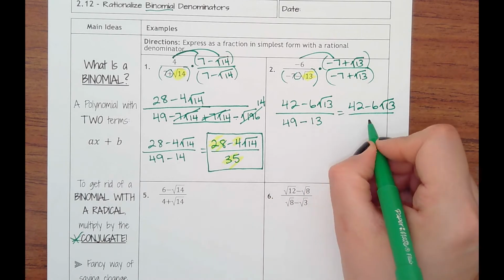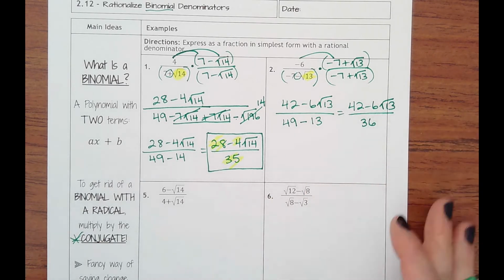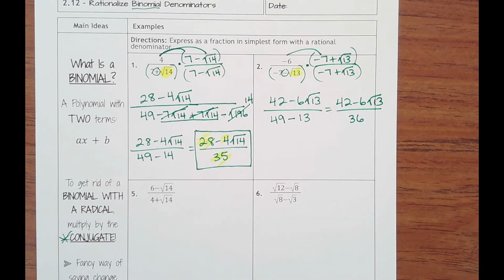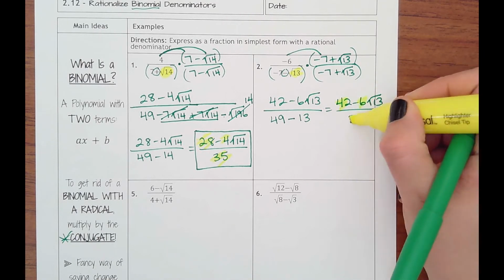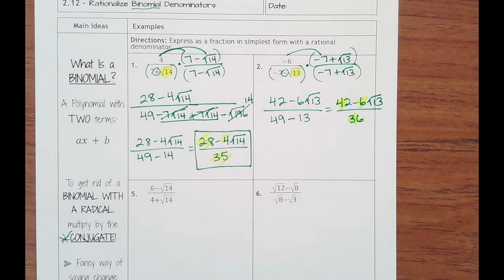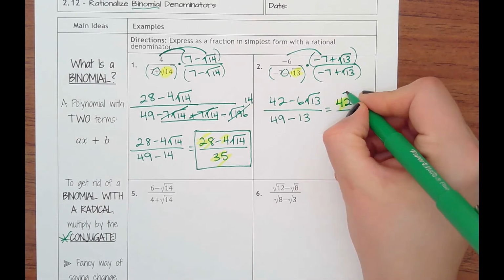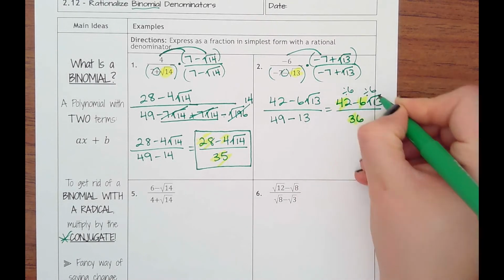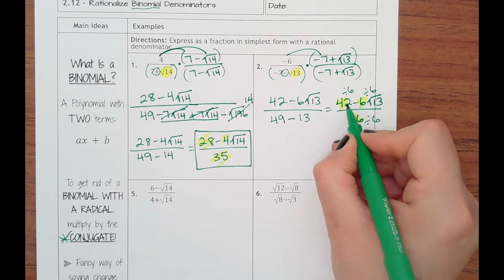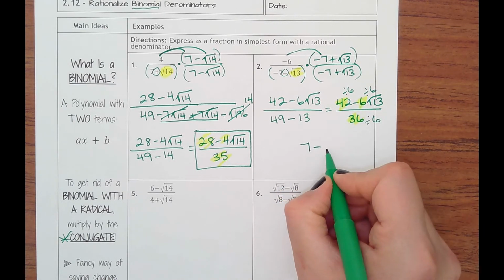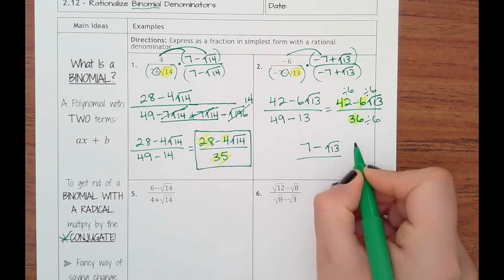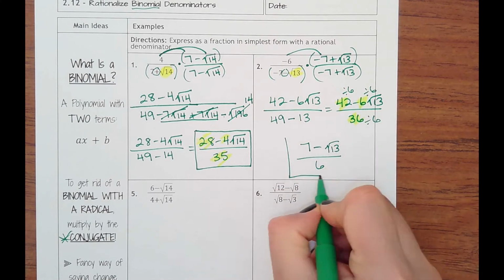49 minus 13 would be 36. And so now this problem I do want you to see, is there a common number you could divide out of 42, 6, and 36? Yes, 6. So take each number, divide by 6, divide by 6, divide by 6 in your head. That would be 7 minus a 1, which you don't need in front. So we'll just put square root of 13 over 6. And that would be your answer.